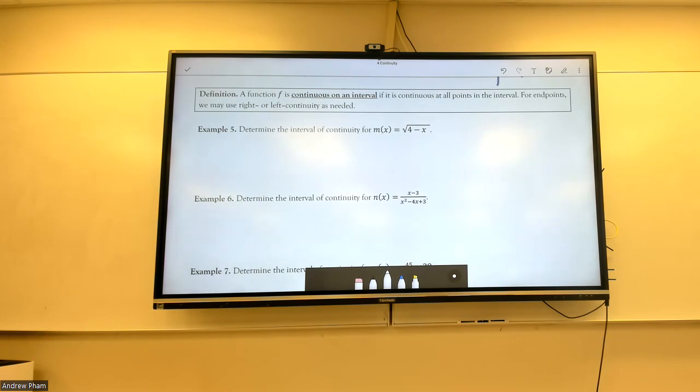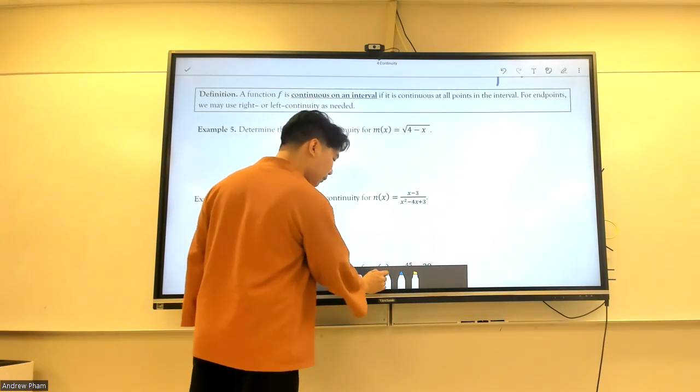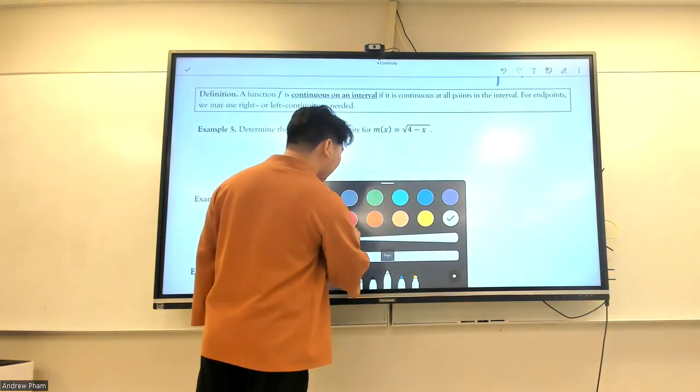If I think about square roots, one of the first things you learned is that we didn't want to take the square root of a negative number. In other words, whatever I plug into that function, I want to make sure that I don't get the square root of a negative number. What's underneath the square root for this one? Yeah, we got 4 minus x.